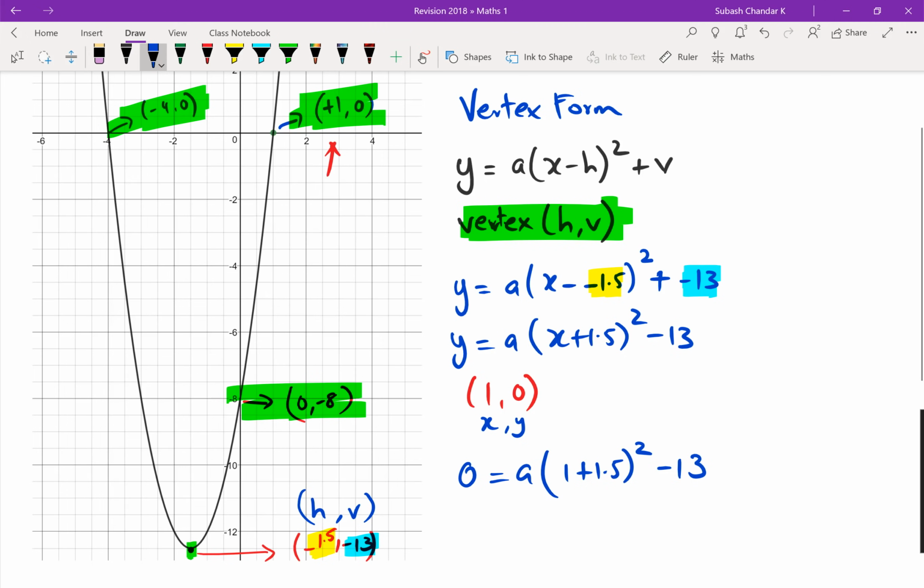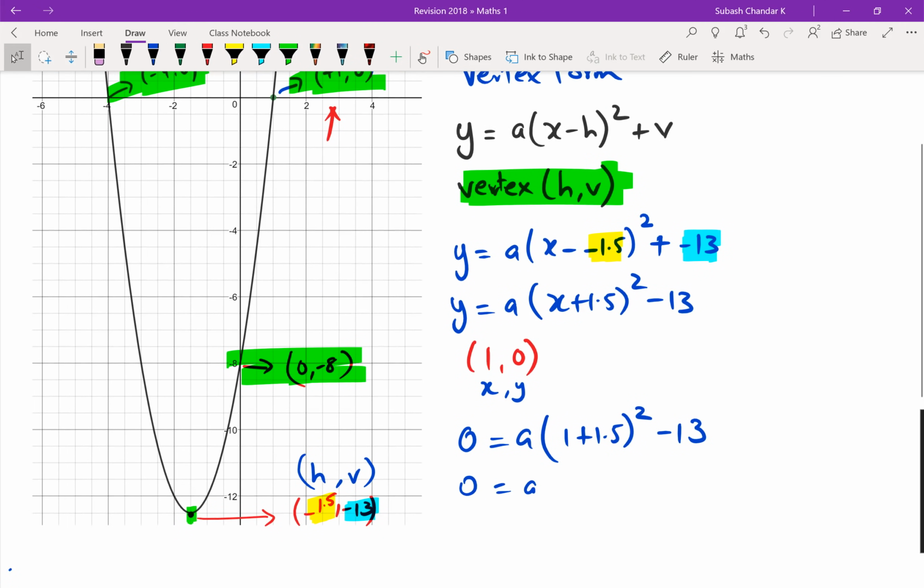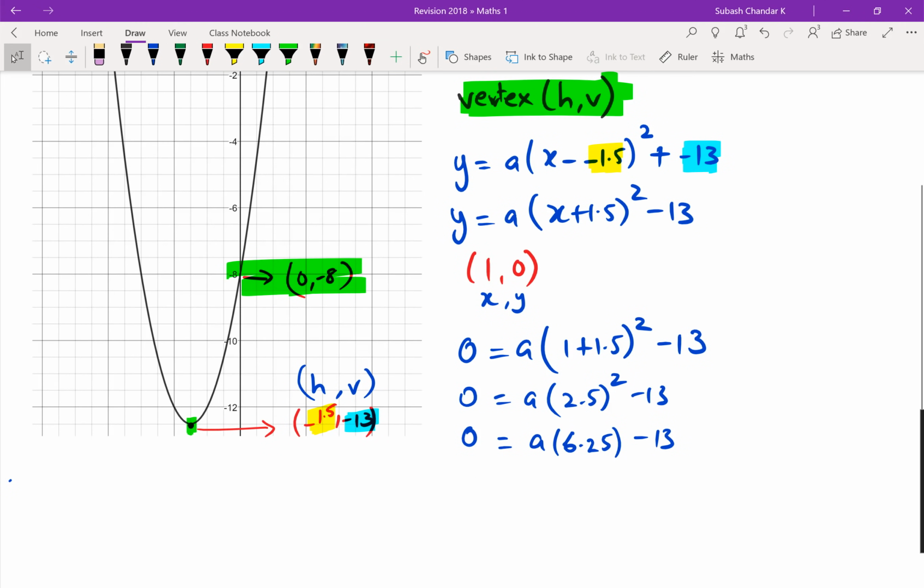Is that okay so far what I've done there? So the next step is rewriting this as 2.5 squared minus 13, and then 2.5 squared is, I can't do it in my head right now, 6.25. Is that right? Have I made a mistake? It doesn't look right though for me.